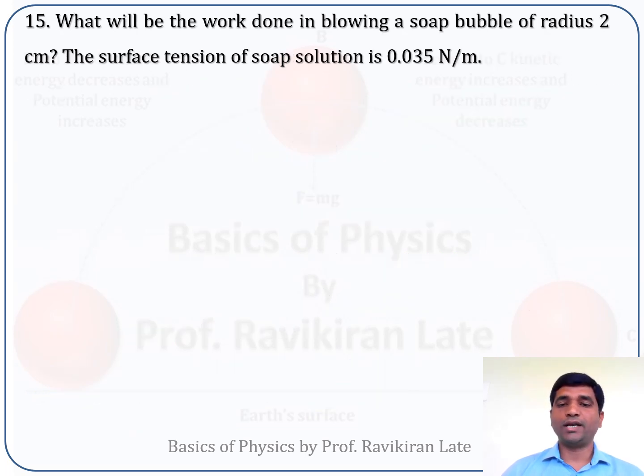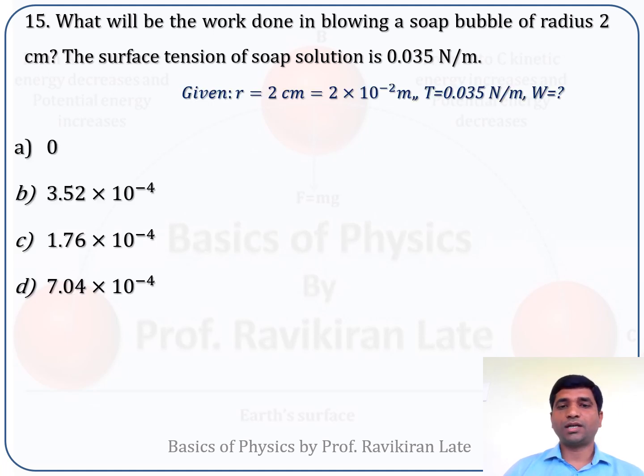Now we'll move to the next question, which will be our last question. What will be the work done in blowing a soap bubble of radius 2 centimeter? The surface tension of soap solution is 0.035 Newton per meter. The options are given over here. So here the radius of the bubble is given, which is 2 centimeter. We'll convert it into meter. Surface tension is given, which is 0.035 Newton per meter, and we have to calculate the work done.